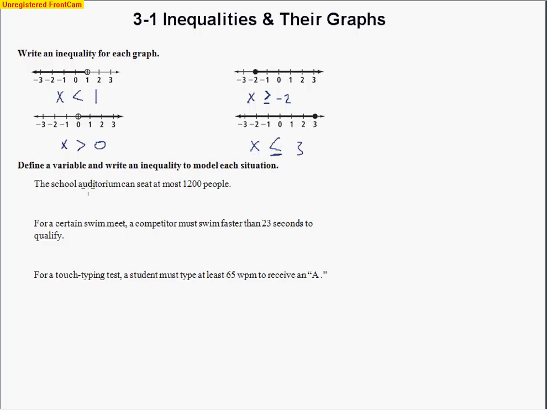Here it says the school auditorium seated at most 1,200 people. So we have to write an inequality to match. So I'm going to use A for auditorium, and these are the number of people that can be seated there. At most means less than or equal to. So it can be that amount, but it can't be any more than that.